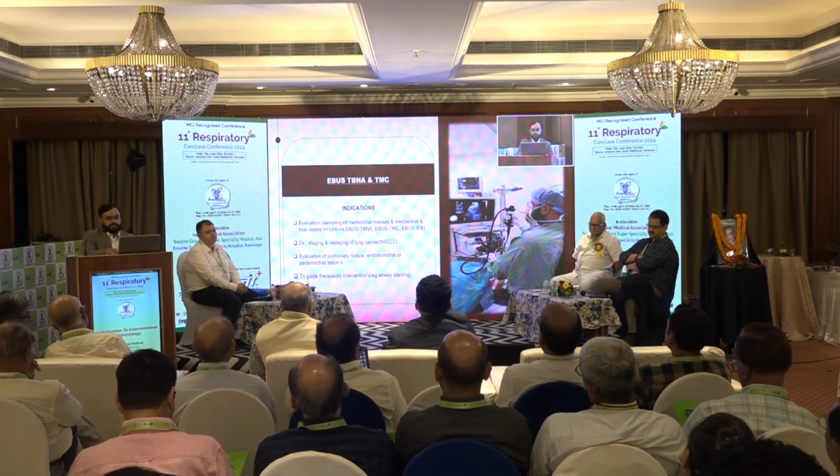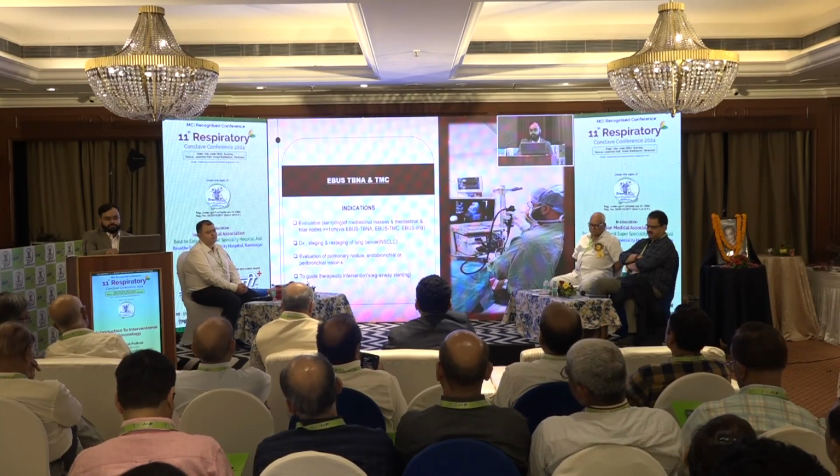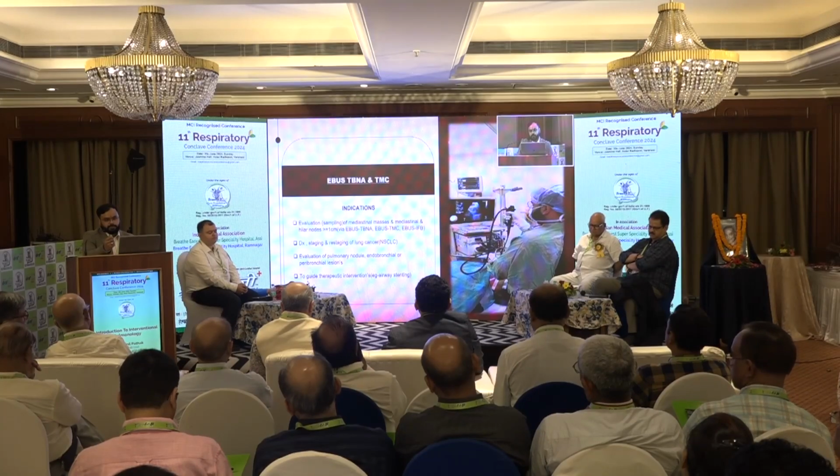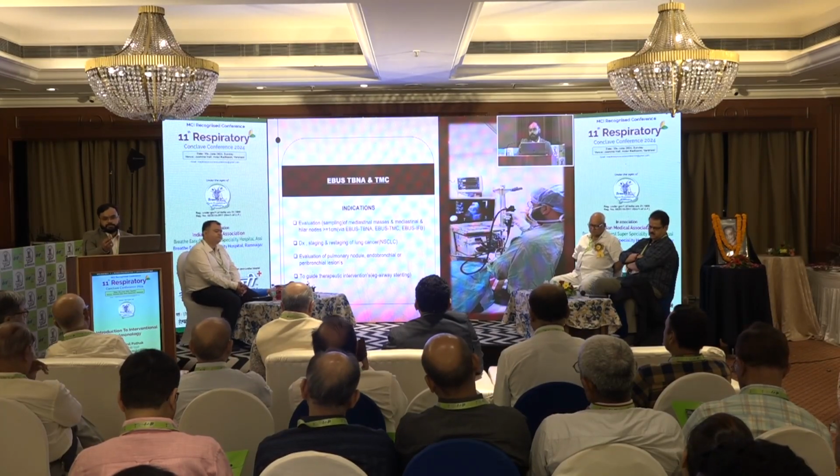So this is EBUS TBNA and TMC. That is what it is. So the indications are. This is a special kind of bronchoscope known as the EBUS scope. It can be a convex probe EBUS, or it can be a radial probe EBUS. We can go there, pass a needle and take an aspirate from a mediastinal lymph node, which is suspected to have some either malignant or non-malignant disease, and we can also take a biopsy from those nodes. So what are the indications?